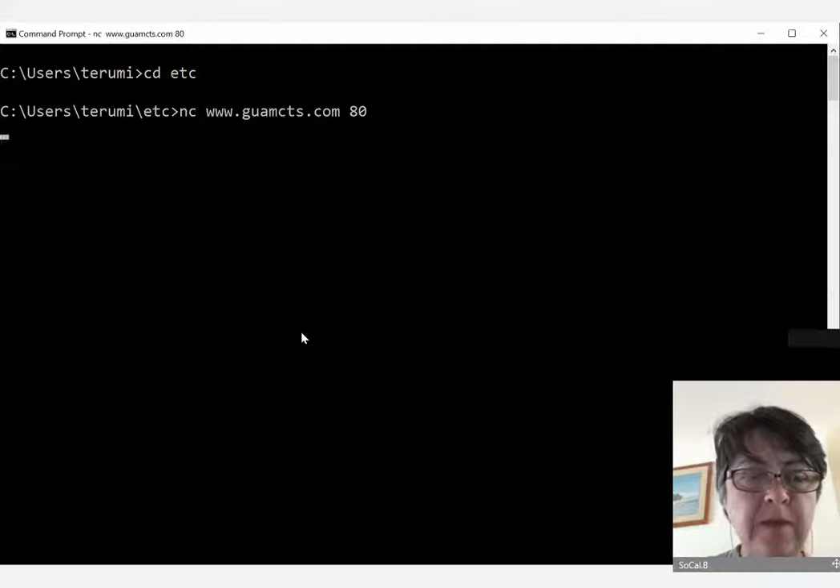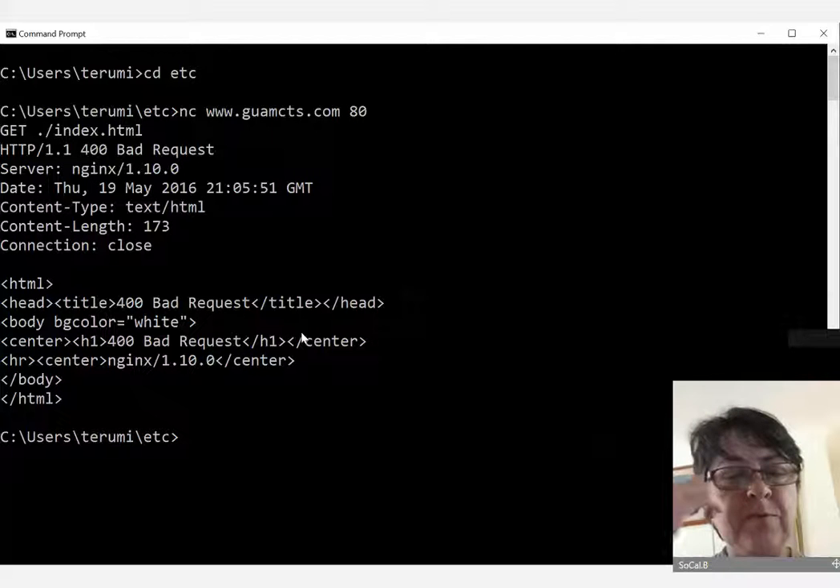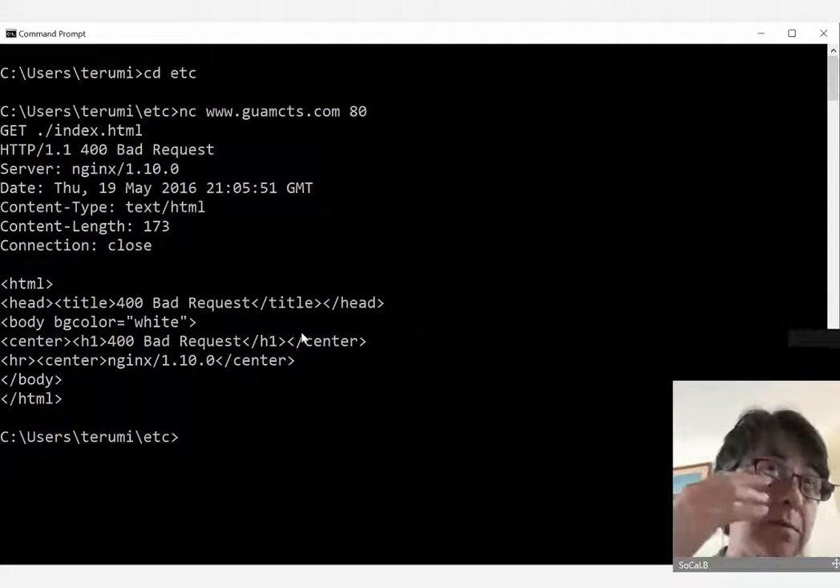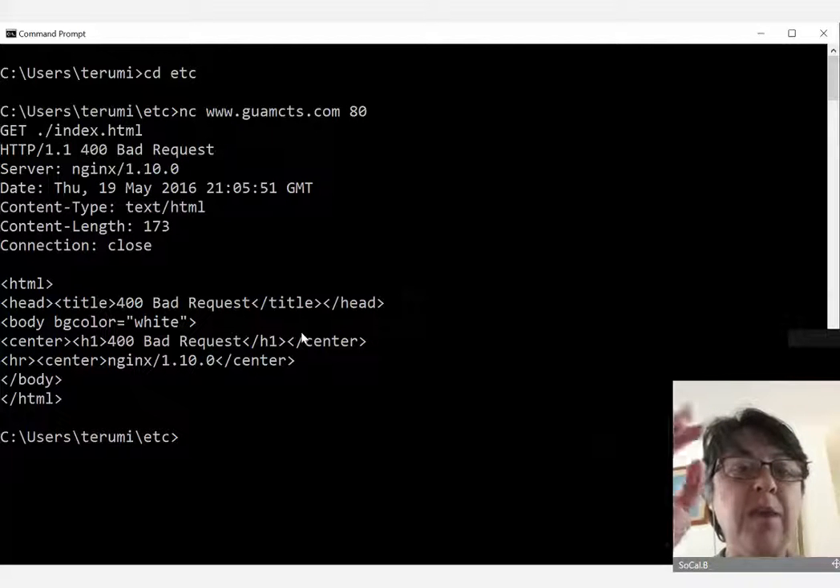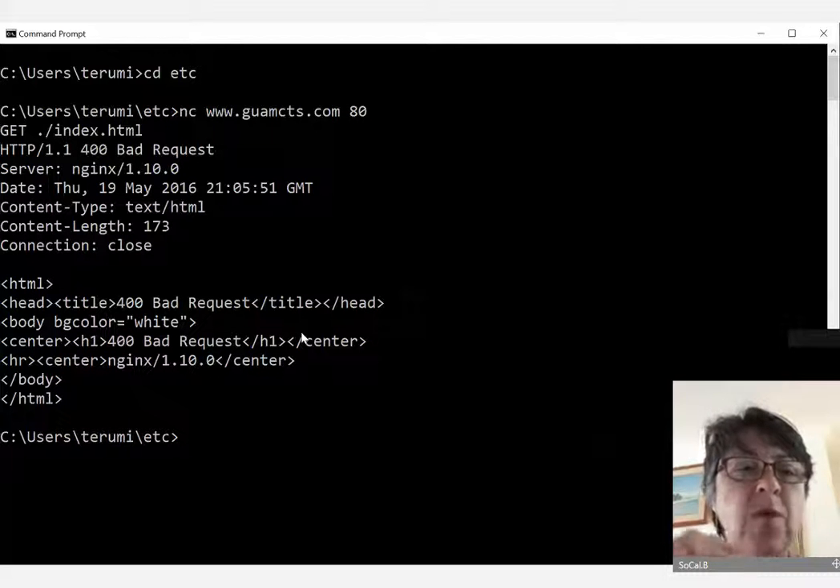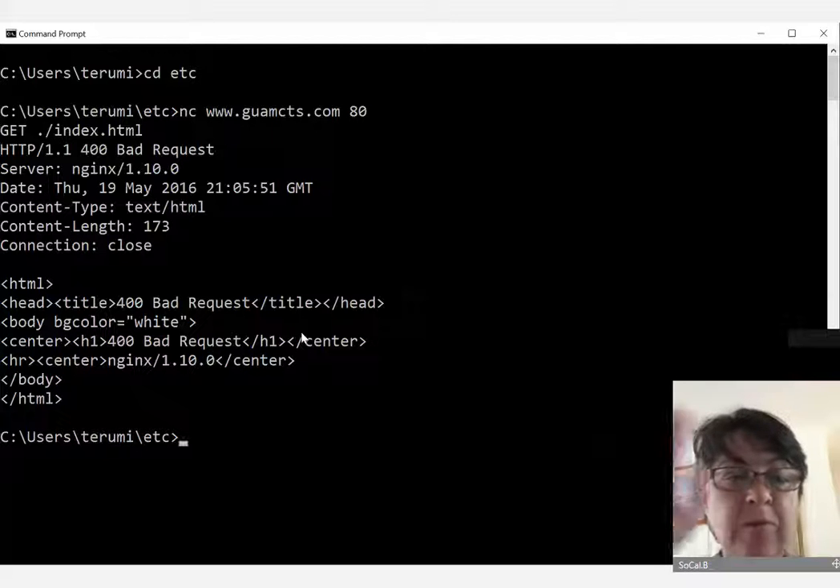So if I do that, I'll say something like GET. Okay. So I just pretended to be a browser, and I sent this information in, and it came back, right? So this is a full connect scan, because I connected and the HTTP response came back to me. So you see there, it's a bad request, that's fine, but what I'm looking for is, see, where's the server? It's NGINX 1.10.0, so that's a version number.